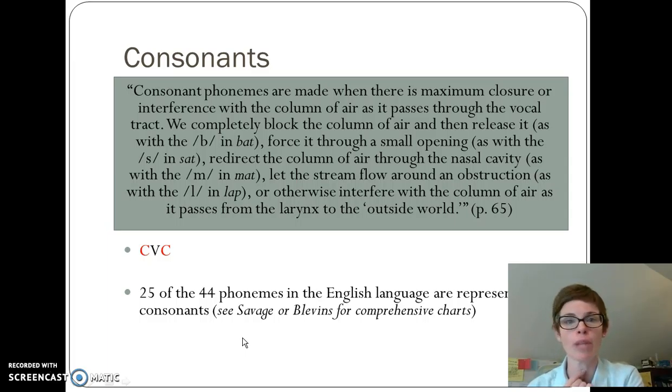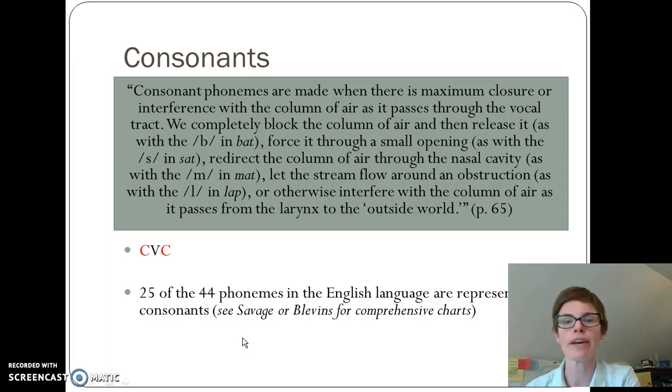We completely block the column of air and then release it, as in b. See how I'm completely blocking the air as it travels through, as in the sound b for bat. Or sometimes in a consonant phoneme, we force the sound through a small opening, as in s, like in sat. So we give a little tiny opening to make that sound. Or we redirect the column of air through the nasal cavity, like in mat. So my mouth is completely closed. The sound is now coming out through my nose. I bet you've never thought about it quite like that before.